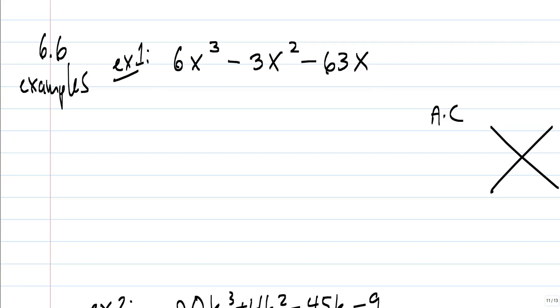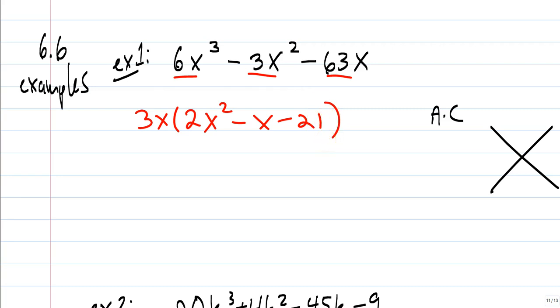First, is this ready to be factored? Well, yeah. Some people will look at this and go, oh, it's a trinomial. Mm-mm. What's the first thing we should look at first? Any like terms. 6, 3, and 63 are all divisible by 3, and they also all have an x. What does that leave us with? 2x squared minus x minus 21.